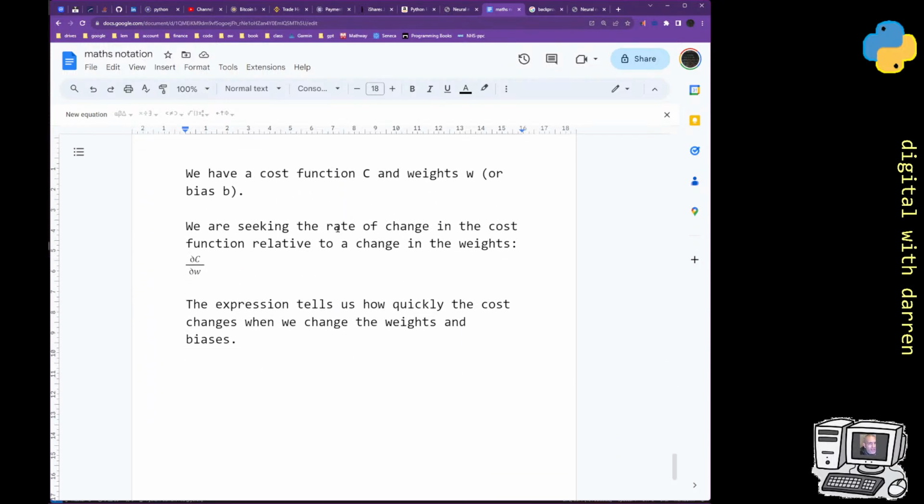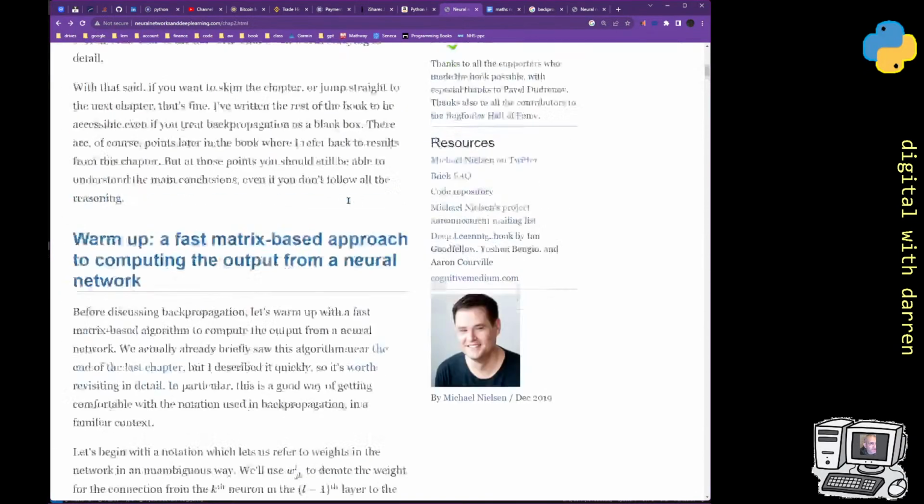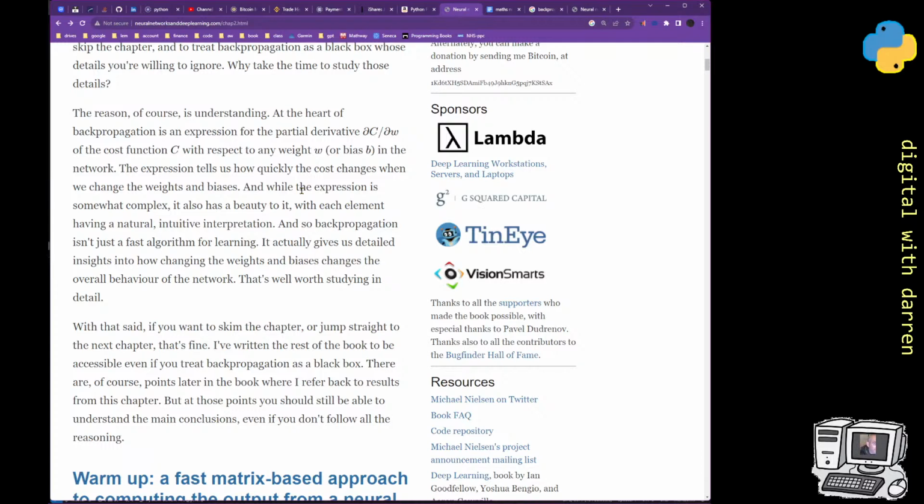So we continue on and keep reading down. Where were we? We haven't come to our picture yet. We're about to. While the expression is complex, it has a beauty to it, and the beauty is that it works for each single neuron and every single weight and bias. When you combine them all together, the sum of all of them gives you the actual backpropagation, the continuous backpropagation that we're seeking.